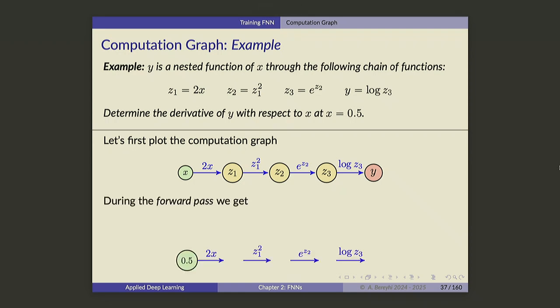So what you do is define in your program x equals, for instance, half. Then what is going to happen? The first program is going to compute z1, which is 1, right? 2 times half is 1. The second program is going to get this 1 and square it. It's going to be 1 again, right?